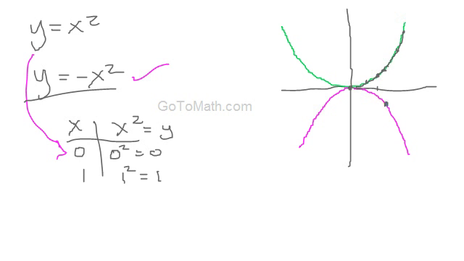Okay. So that's a reflection about the x-axis. You see I'm plugging 1 in and we get negative 1 out. So you see that graph is being reflected there about the x-axis.